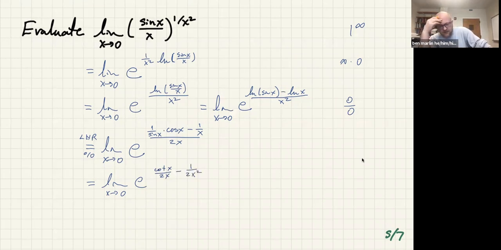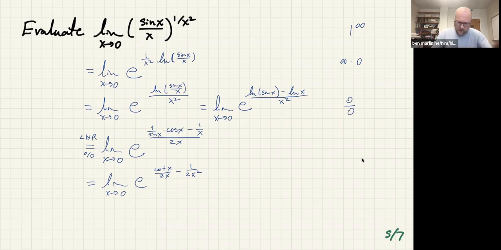Okay, so as x goes to 0, cotangent x goes to infinity. When you divide it by 2x, we're still going to be thinking about this going to infinity, and then minus something going to infinity. All right, I think that didn't help too much, right? I think we're going to have to see what's going on here, because if you look at the way I wrote it, that's going to turn it into infinity minus infinity.